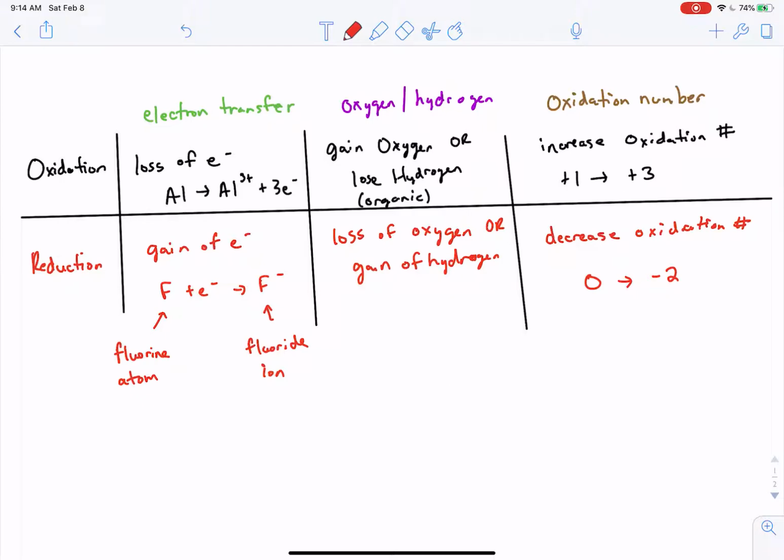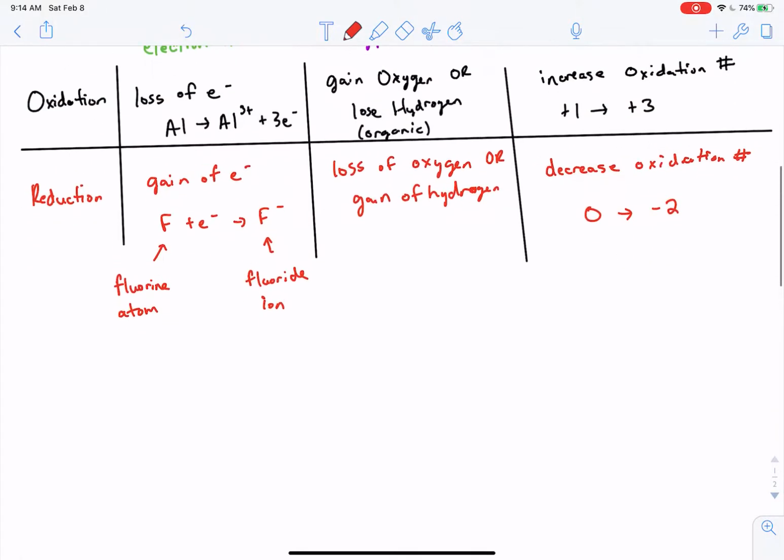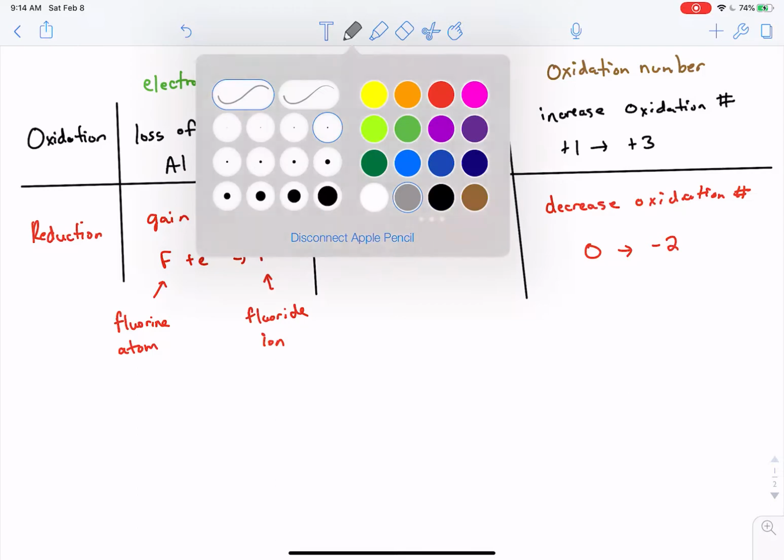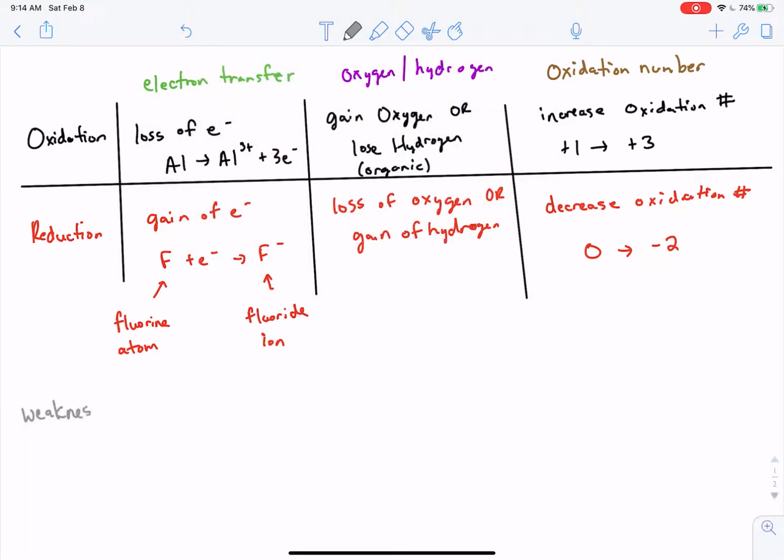And I'll add on here about kind of the weaknesses underneath this as well. I probably should do that. And so, we'll do weakness of this definition. So the weakness of this definition under here is that if no electrons are present in the overall reaction. So the issue with this definition is if you don't see the electrons in the reaction, you can't tell using that definition. So that's a weakness of that definition.